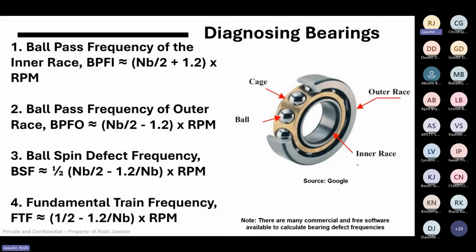The defect frequency of the outer race is known as the ball pass frequency of the outer race. For the actual elements themselves, which is a ball or a roller, it's known as the ball spin frequency. And then there's what is known as the fundamental train frequency, or the defect frequency of the cage itself. There are many software tools available, commercial and free. You could Google right now and see it comes up free. Just input the bearing number and it gives you all these defect frequencies.